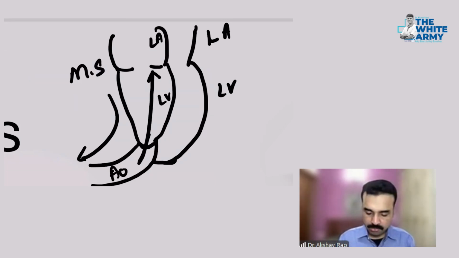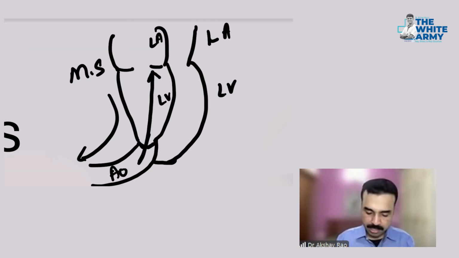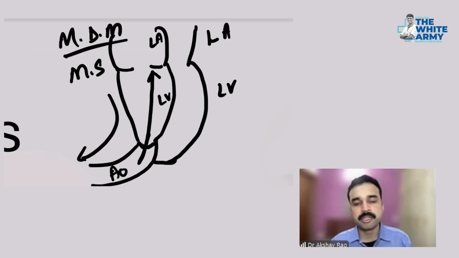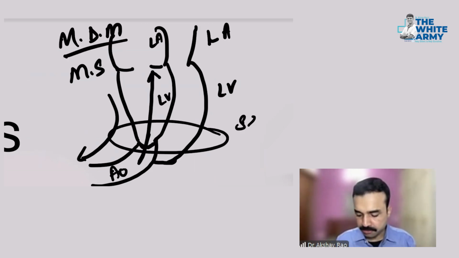There's nothing wrong with the mitral valve. But because the regurgitant jet is impinging on the mitral valve, not allowing it to open fully during the diastole, it will produce a narrowed mitral valve opening, producing an MDM. That is known as Austin-Flint murmur. Austin-Flint murmur indicates that this aortic regurgitation must be severe.